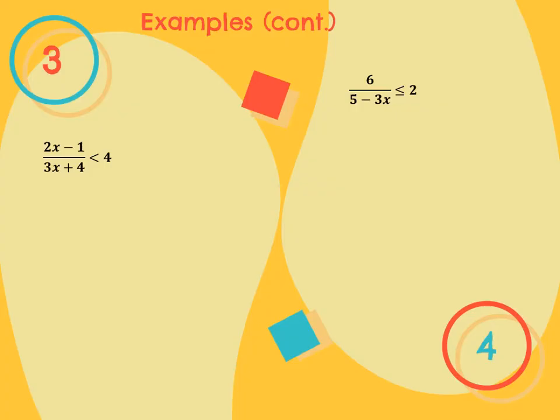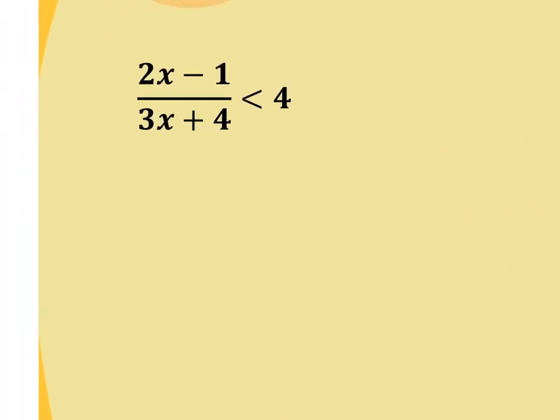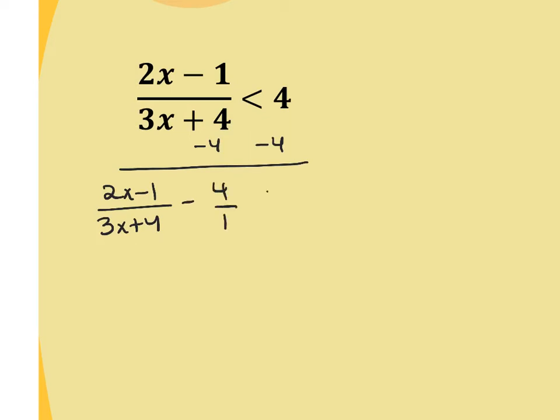So for number 3, we do have something we need to move. We need to move the 4. Again, do not try to put a 1 under the 4 and solve it as a proportion. You will get it wrong. So here we need to move it over. So now we have 2x minus 1 over 3x plus 4 minus 4. Now I need to find a common denominator. So what this second fraction needs is the 3x plus 4.